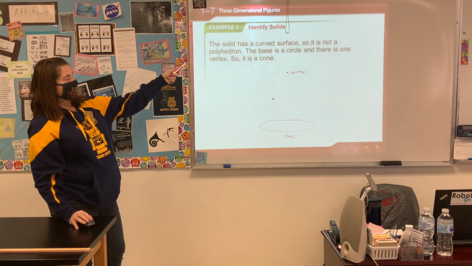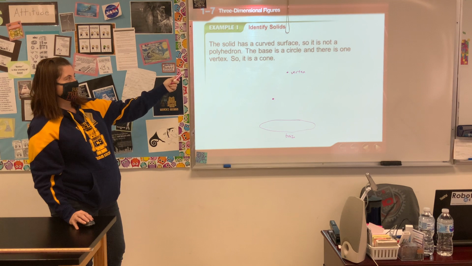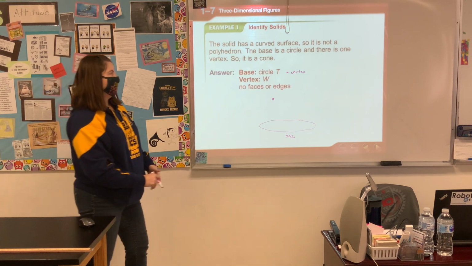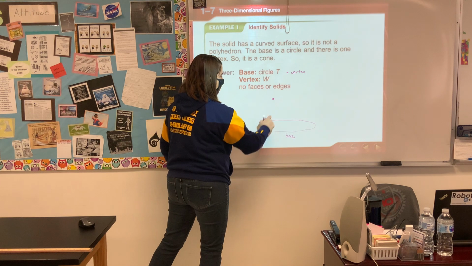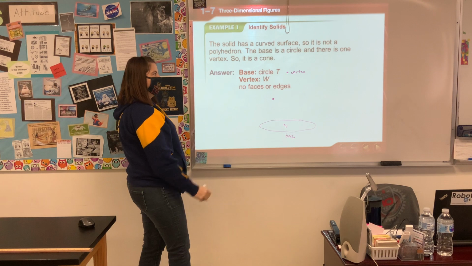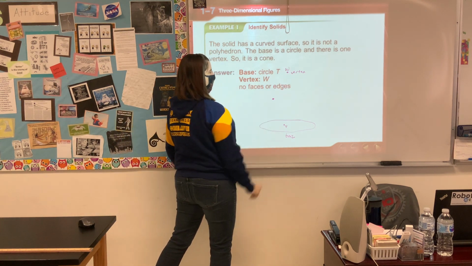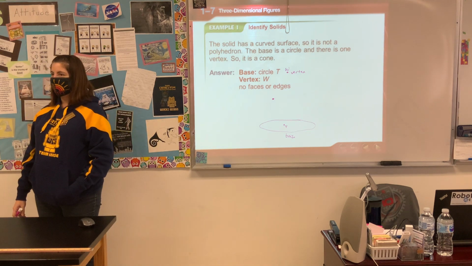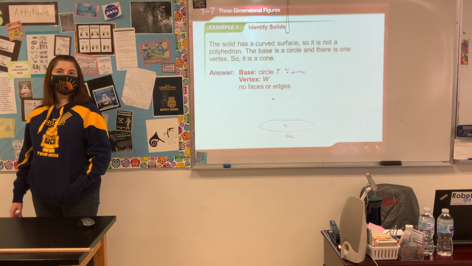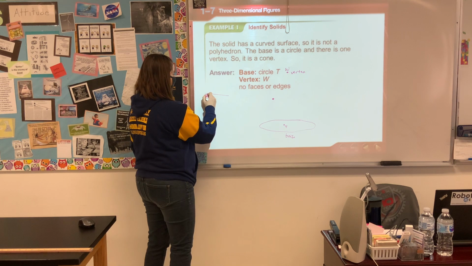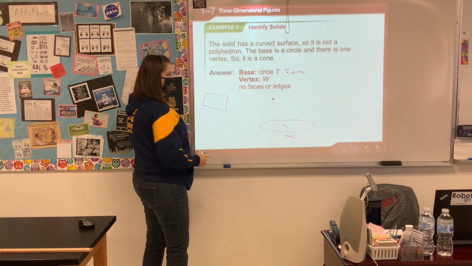Okay. The solid has a curved surface. It's not a polyhedron, it's a cone. The base is a circle and there is one vertex. We labeled all that. So we have a base, which is the circle, and they named it by that point in the center. We had the vertex, which was labeled W, but it doesn't have any faces. Faces were faces, though, only if they are a side like that.